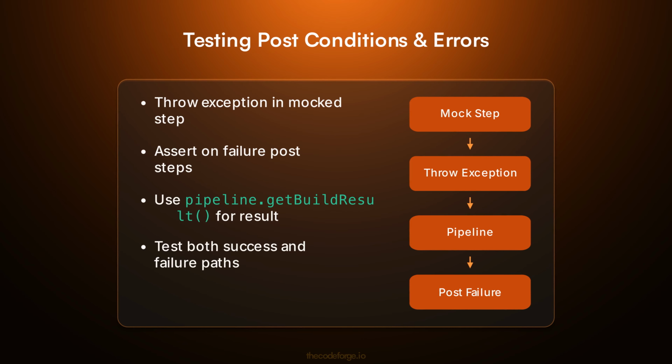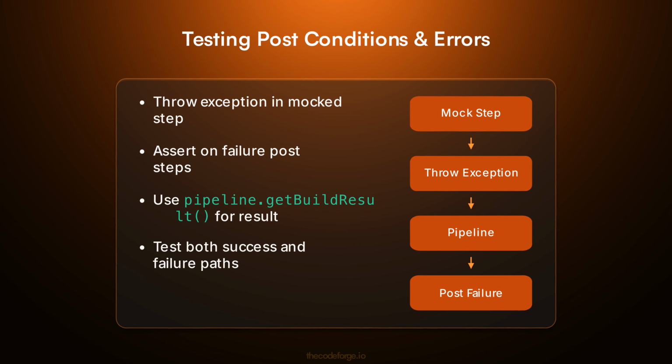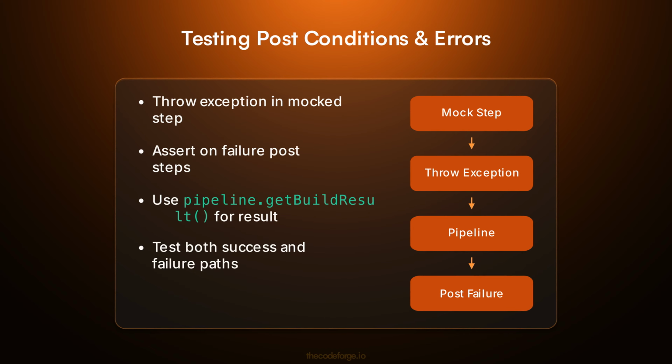To test error handling, make a mocked step throw an exception. Then assert that the failure post condition runs and the build result is failure. This ensures your error notifications and recovery logic work.